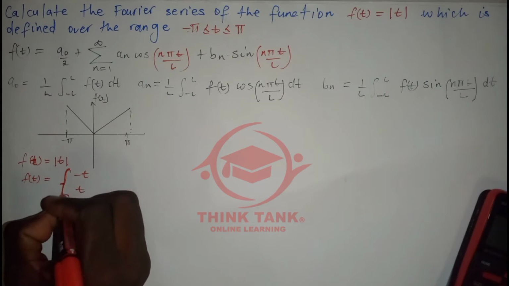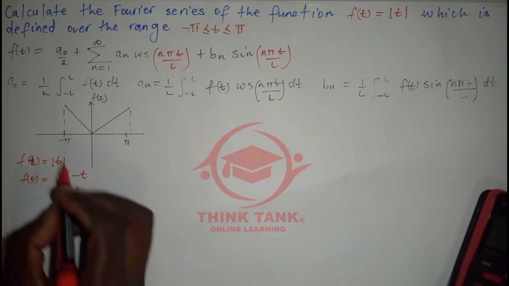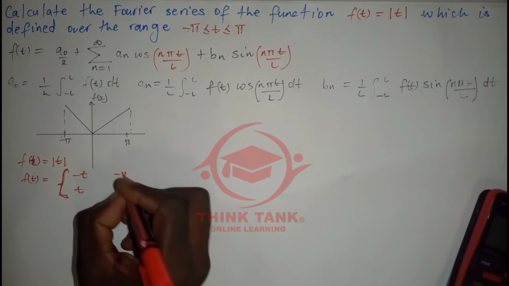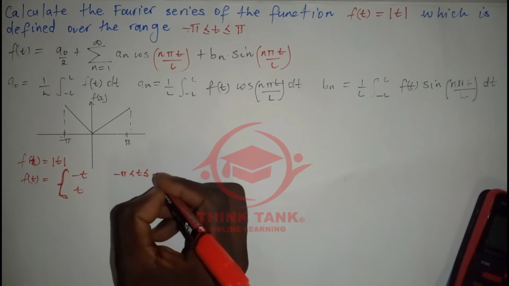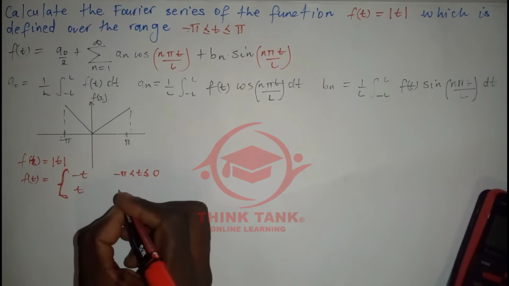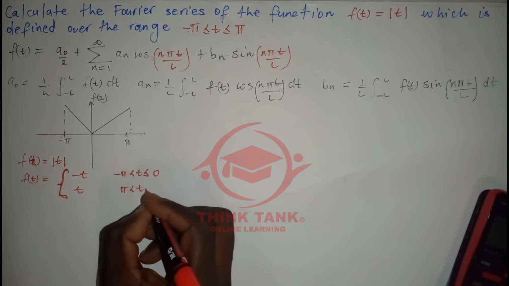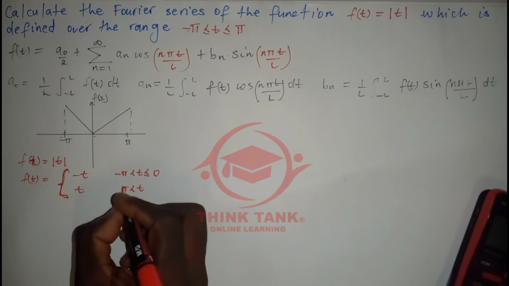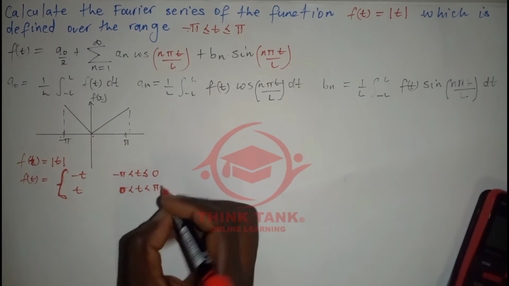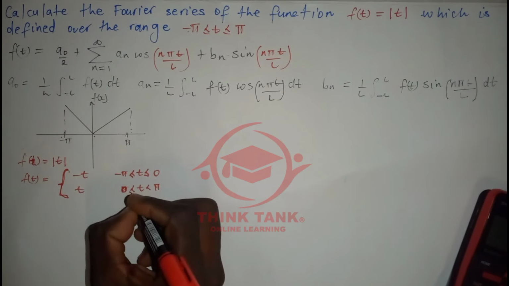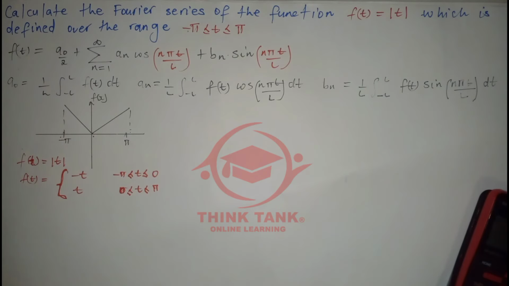Now this is just a set. So what is the range of negative t? You can see from negative pi to 0, that's where t is negative. Then on positive, it's from 0 to pi. From 0 to pi, you can write equal to here. So that is the range, and this is the region that we're going to sketch.